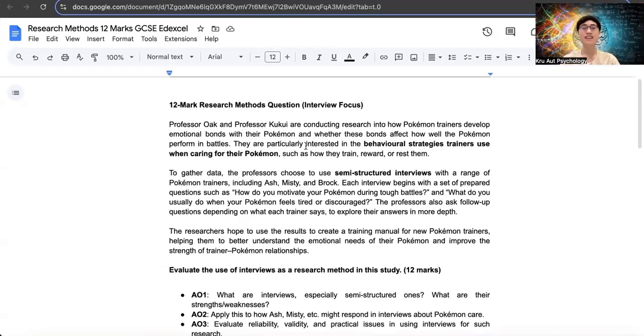So they are particularly interested in the behavioral strategies trainers use when caring for their Pokemon, such as how they train, reward, or rest them. And to gather data, the professors choose to use semi-structured interviews. So there we go. This is one of the types of interviews that we learn, right?